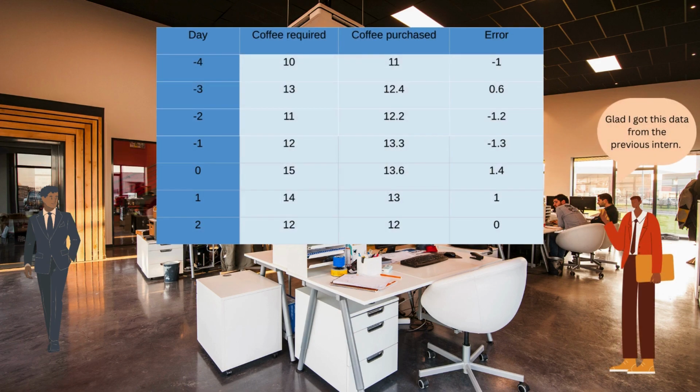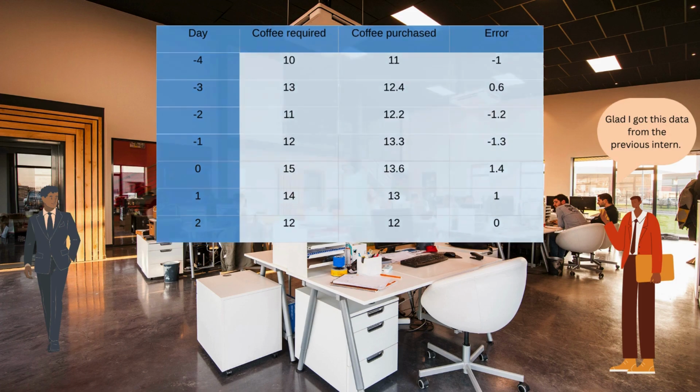Luckily, you find data that the previous intern maintained. This data contains information about the required amount of coffee, the predictions that the previous intern made for purchasing coffee, and the error in the required and predicted value. You find that this data is stationary. The errors look like white noise. So, you would like to model it with ARIMA.